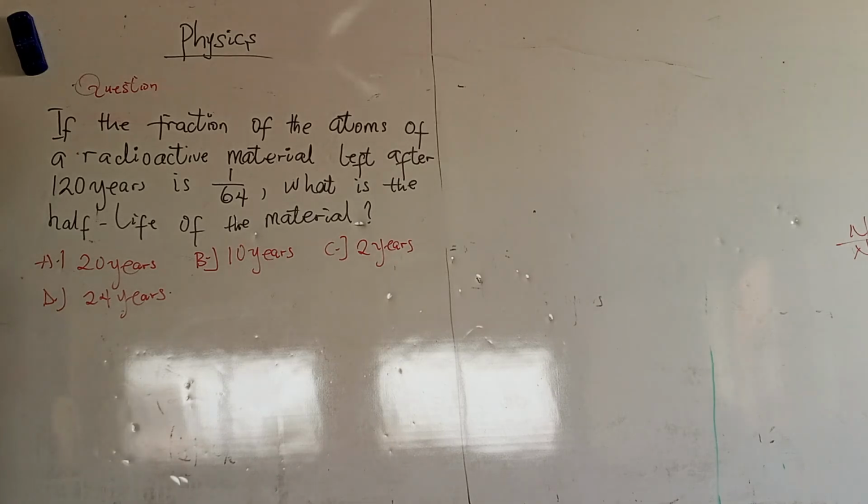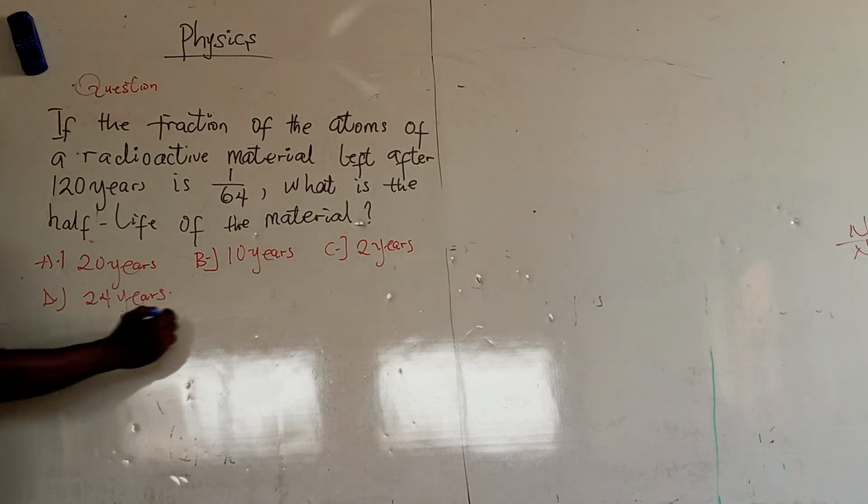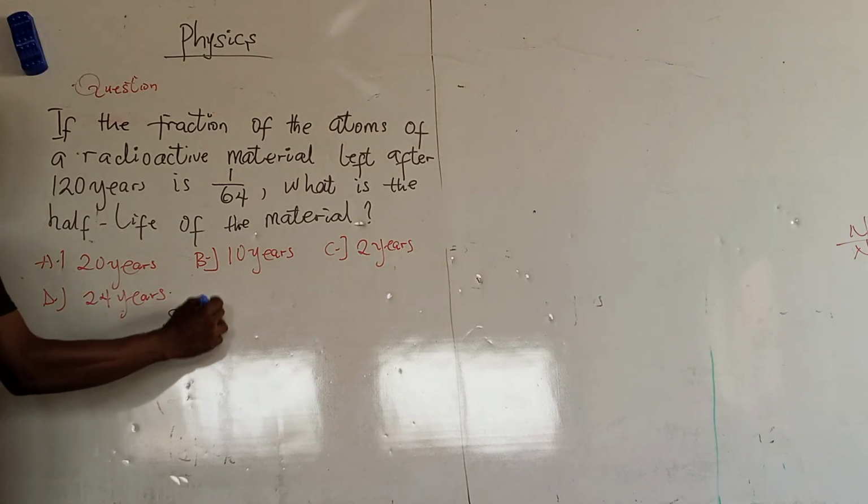The question says that if the fraction of the atoms of a radioactive material left after 120 years is 1 by 64, what is the half-life of the material? So here are the options. As usual, we're going to solve and see which option corresponds with our answer. Solution.